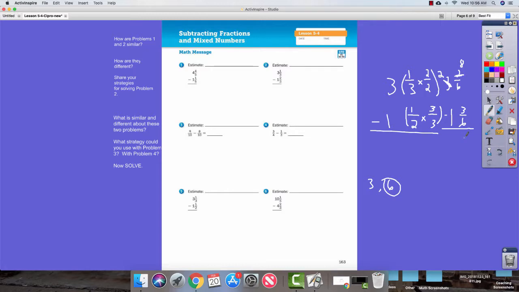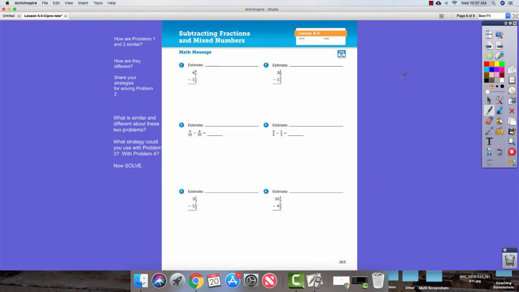8/6 minus 3/6 is 5/6. And my two wholes minus one whole is one whole. So my answer is 1 5/6. All right. So in this case, I had mixed numbers, and I had to change my denominators to make sure they were common, and I also had to make trades. So you always need to make sure you're following all those problem-solving steps when you're subtracting mixed numbers. Let's do one more example.